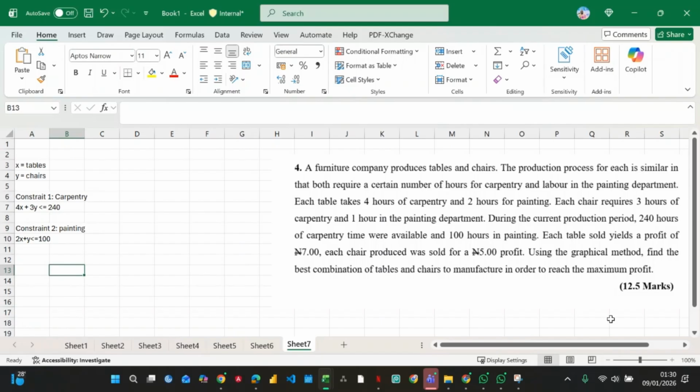So the next thing we need to do is define the objective function. And what is our objective function? It is to maximize our profit. Do you understand? The profit side of it is, X is for table. They say for each table that you sold, you make a profit of 7. So our objective function is going to be Z equals 7X plus, for each chair that you sold, 5Y. You get that? That is our objective function.